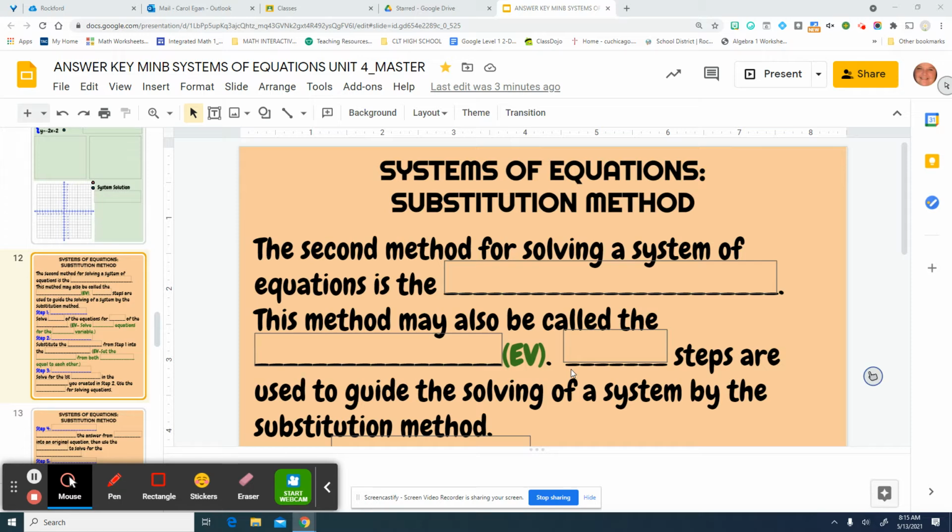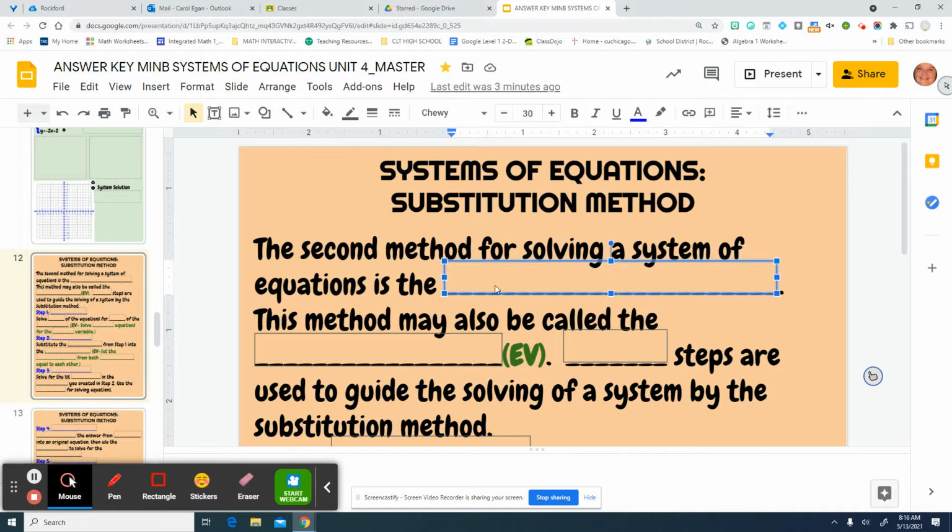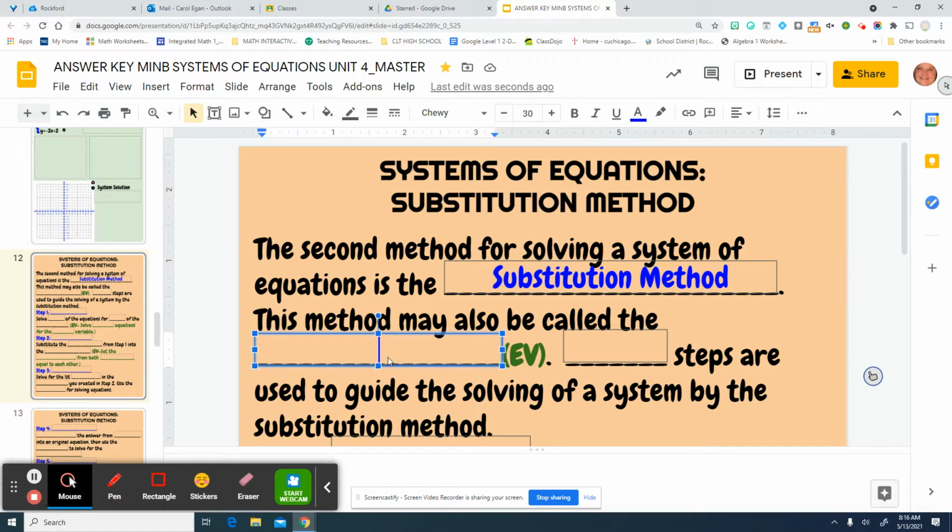So now we're going to look at what happens when we take it off the coordinate graph and we do this algebraically. So the second method for solving a system of equations is called the substitution method. And the substitution method is considered to be more precise than the graphing method. Because if you remember, sometimes when you graph, you're giving really an estimate, whereas the substitution method should allow you to get a precise or an exact answer. This method may also be called the equal value method.